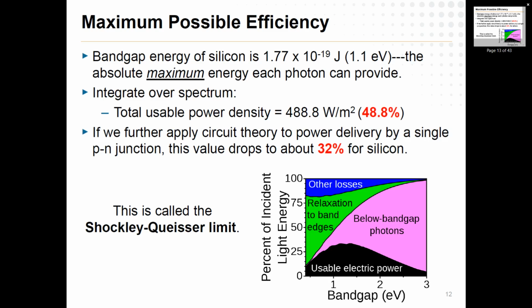Mechanical? Okay. So what happens then is, imagine here's 0 joules. Here's 1.1 electron volts.